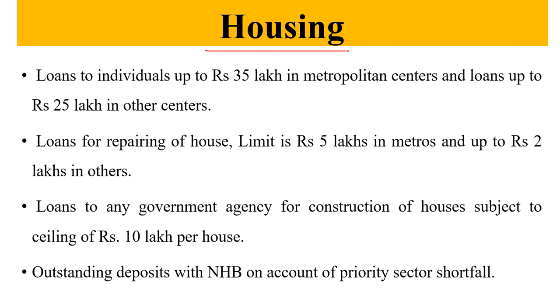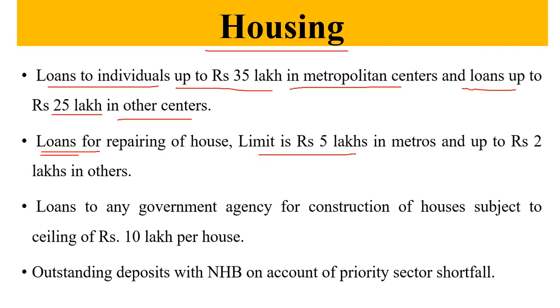Next is housing. Every individual wants a house to live in. So banks give loans to individuals under the housing scheme, and this housing scheme comes under priority sector. Loans to individuals are up to rupees 35 lakhs in metropolitan cities, and loans up to 25 lakh are given to other centers like other cities and towns. If an individual wants to repair his house and needs a loan, that loan is given in the limit of 5 lakh rupees if the house is in metro cities, and up to 2 lakh rupees in other cities.